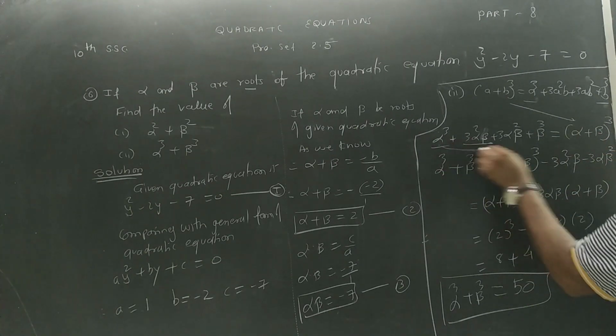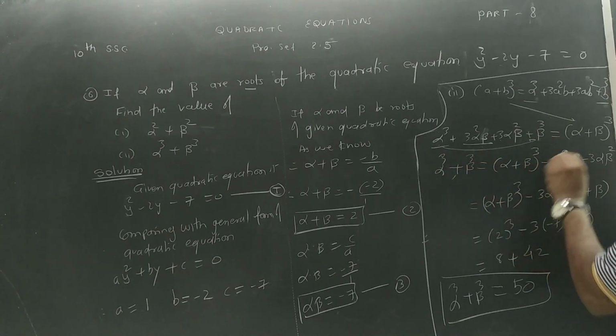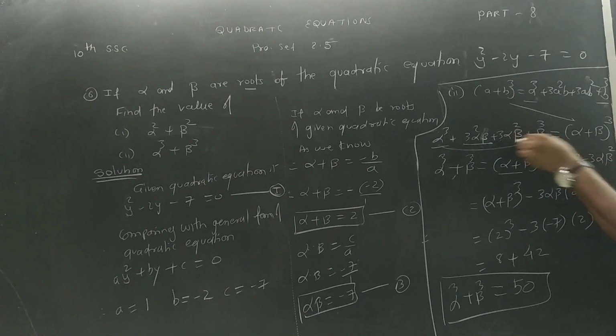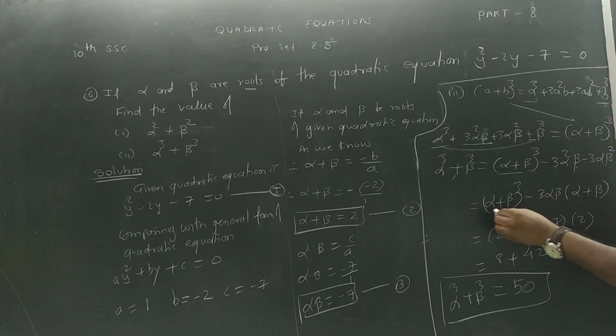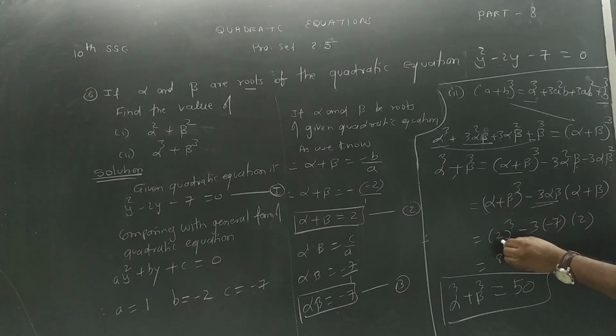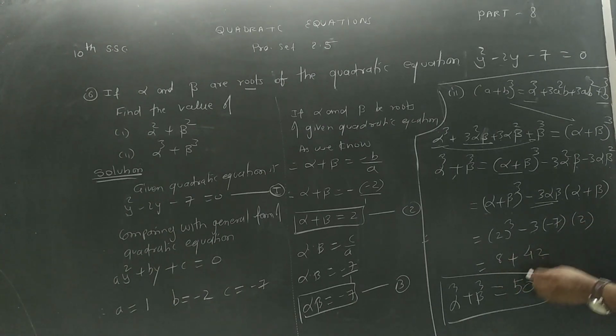So we are interested only in alpha cube plus beta cube. That is alpha plus beta the whole cube minus 3 alpha square beta minus 3 alpha beta square. So alpha plus beta the whole cube is equal to minus 3 alpha beta in bracket alpha plus beta. So what will happen now? 2 cube minus 3 into minus 7 into 2. What you got? 8 plus 42. And the answer is 50. That is, alpha cube plus beta cube is equal to 50.